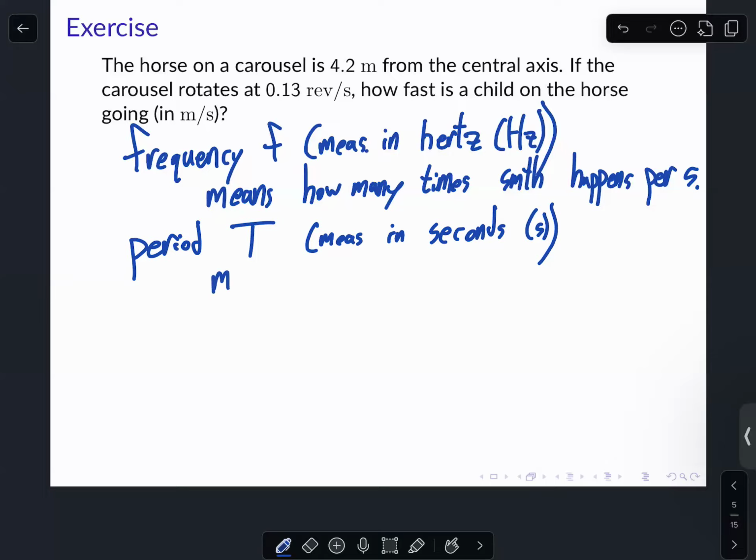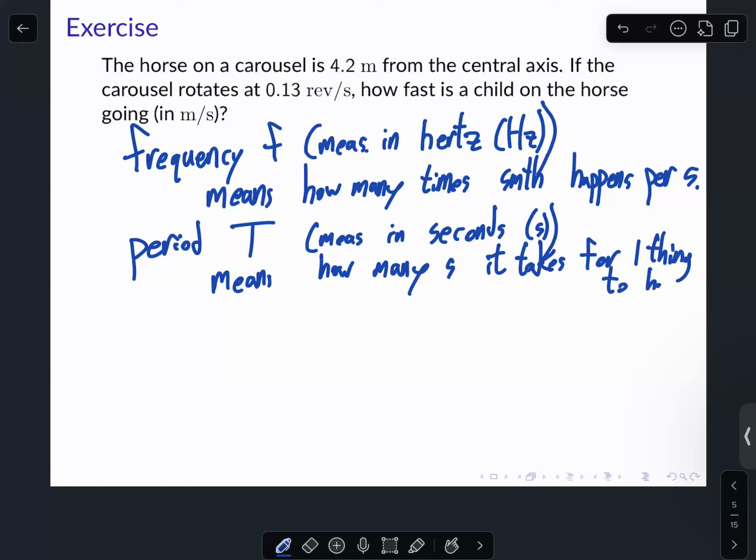Period means how many seconds it takes for one thing to happen, one thing that repeats regularly. So we would never talk about the period of a lightning striking you. God willing, you're not being struck routinely. Ouch.